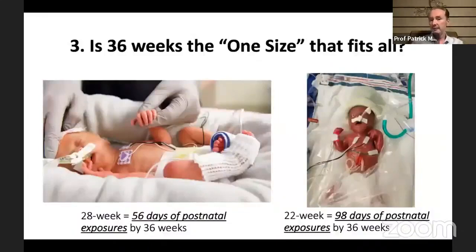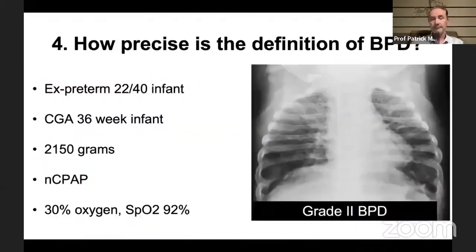Is 36 weeks the right time? Well, if we say yes to that, we're actually condemning the 22-weeker to wait much longer. Who has the higher risk of chronic pulmonary hypertension? Probably the 22-weeker. So if we choose an arbitrary threshold of 36 weeks, that infant has to wait 98 days. So for that reason, at our center, we will screen babies at 8 weeks or 36 weeks, whichever comes first.